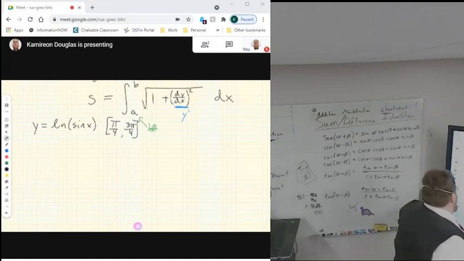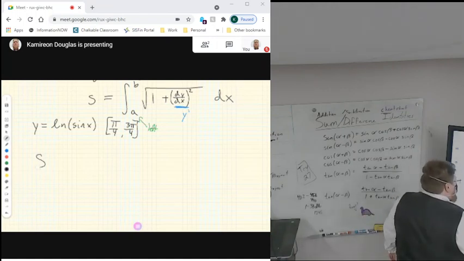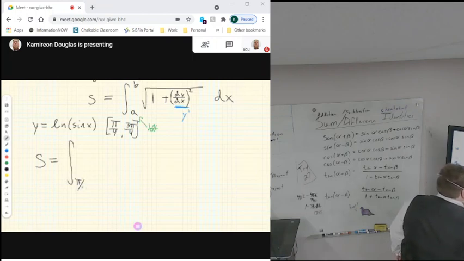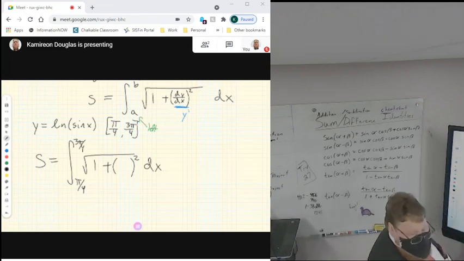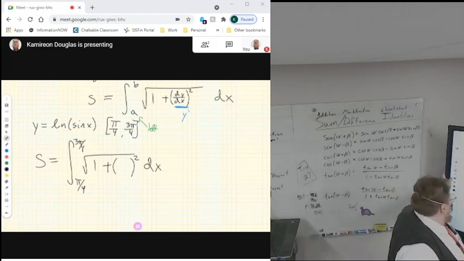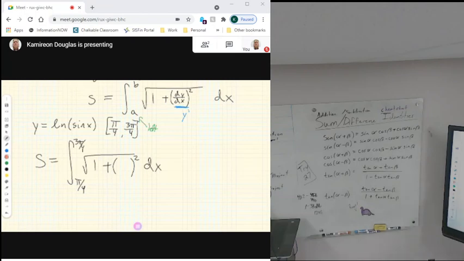Here we go. So my arc length S is equal to the integral from pi over 4 to 3 pi over 4 of the square root of 1 plus my derivative squared dx. So what I've got to do is plug in the derivative and see what happens. Well, let's see what we do. I come over here, on the side, and I'm going to take the derivative with respect to x of the function, the natural log of sine of x.